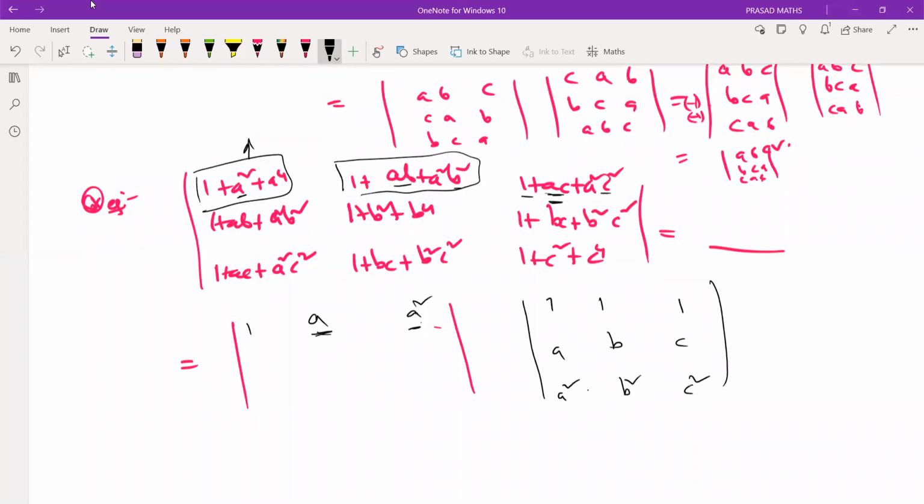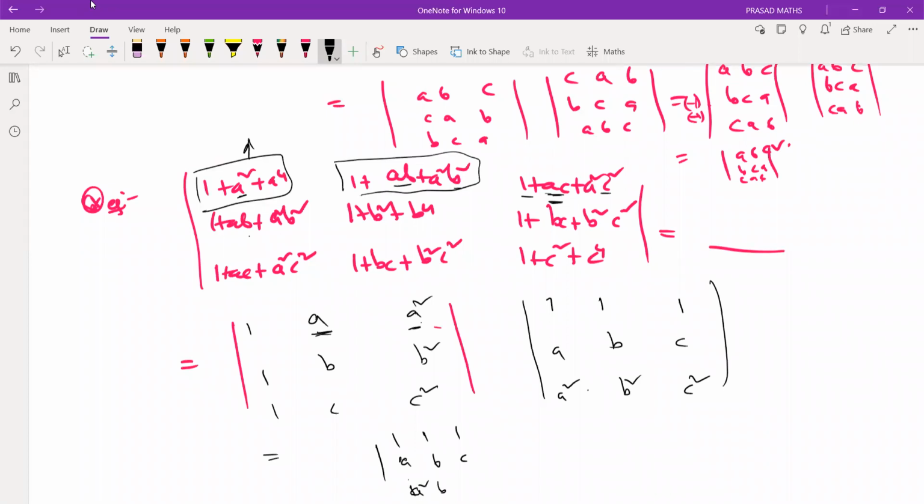Similarly, what I require here is 1 plus ab. Already a is there, you need to fix b. This is b square. Similarly, 1, c square. So what is this exactly? These two determinants are the same, right? Because this is exactly the transpose of the matrix: 1, 1, 1, A, B, C. Because it looks like a transpose of the matrix. This determinant, right? Yes or no?